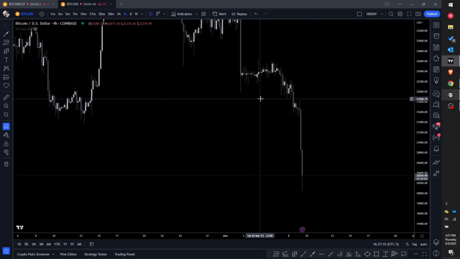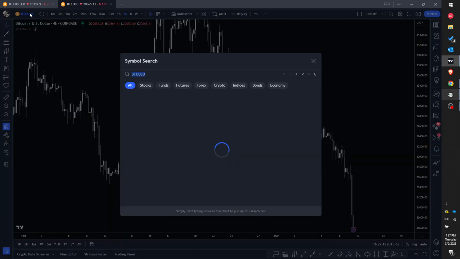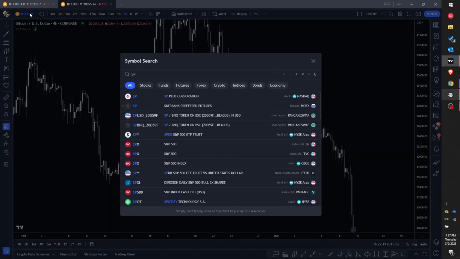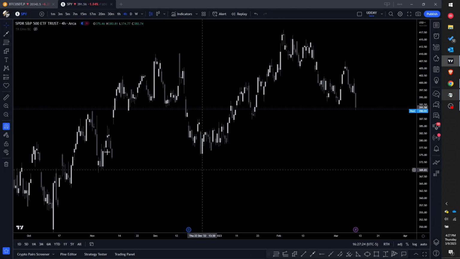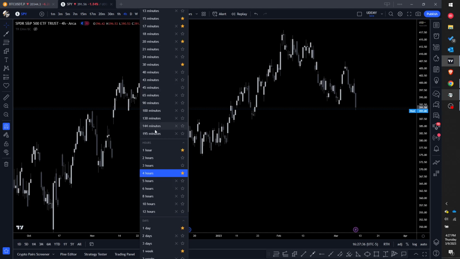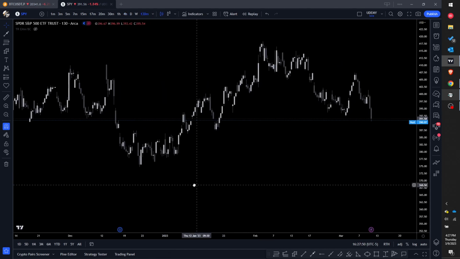Also want to mention that this does not only work on Bitcoin and crypto markets. Let's pull up the S&P. Let's look right here. What are we at? 4 hours. You guys know that 4 hours is not really a legit time frame for stocks because it doesn't divide the days equally. Here, we can do 130 minutes. That's 3 times a day.